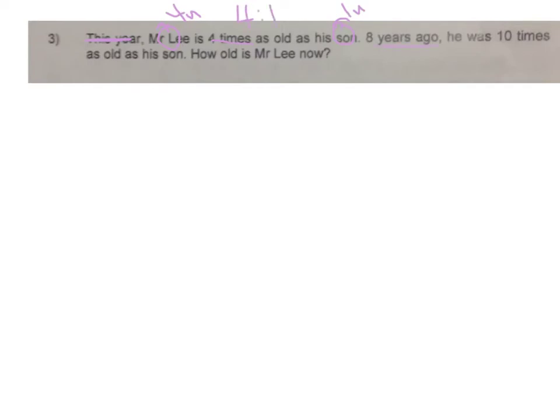Well, 8 years ago, he was 10 times as old as his son. That means Mr. Lee is 10U, while the son is actually 1U. So 8 years ago, the ratio of Mr. Lee is to the son is 10:1. Now the question asks you, how old is Mr. Lee now?